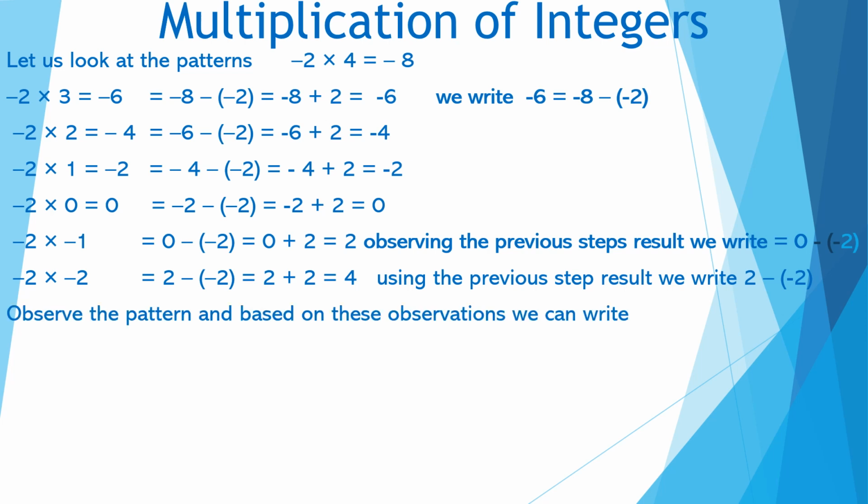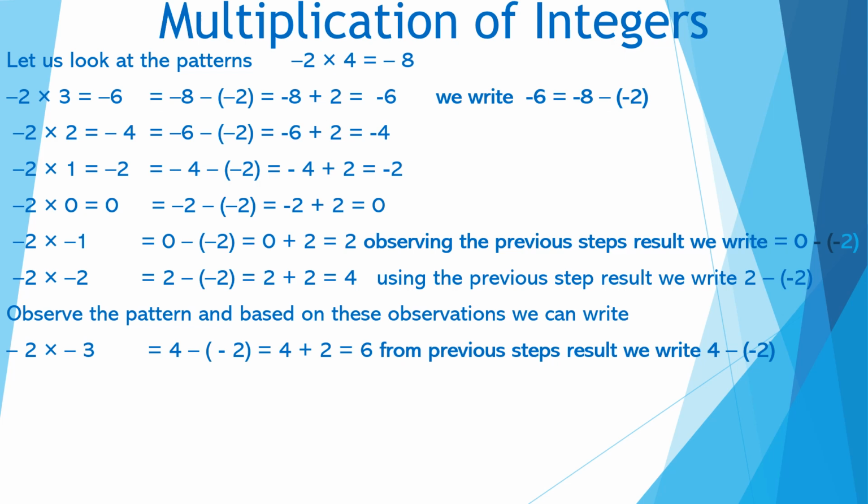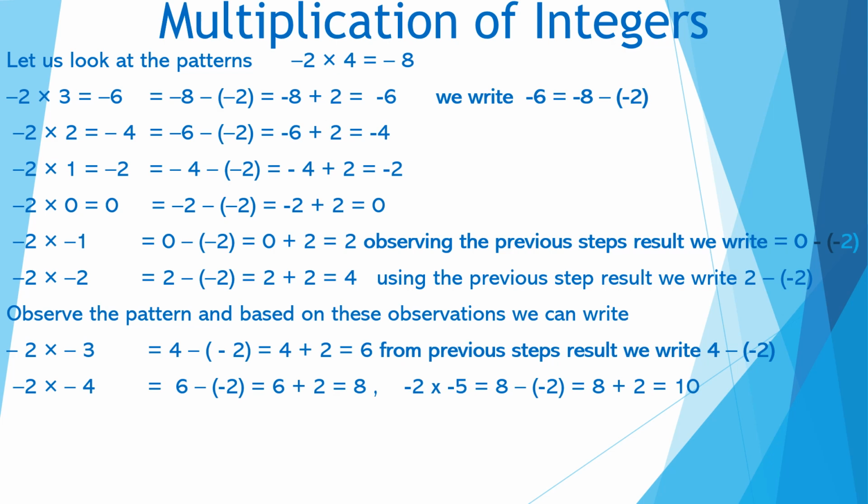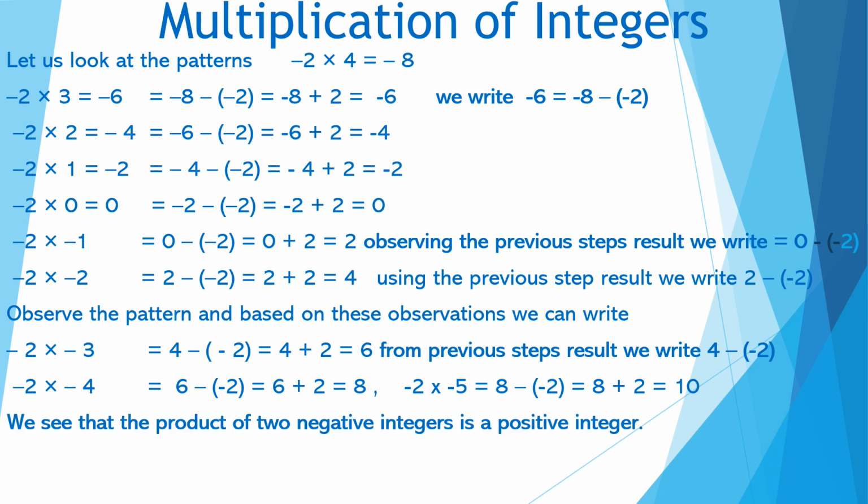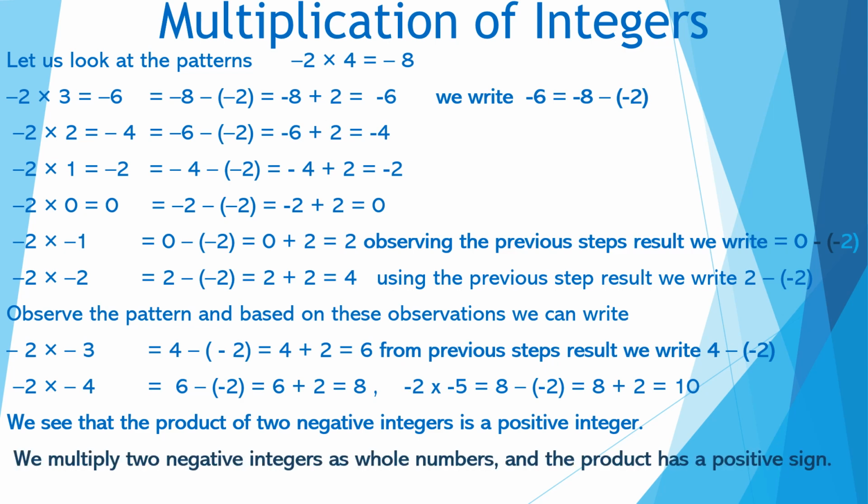In the same way, we have to observe the pattern and find out other products. Minus 2 into minus 3 comes out to be 6, from previous steps, because we have written 4 minus minus 2 following the pattern. Minus 2 into minus 4 comes out to be 8 and minus 2 into minus 5 is 10. Similarly, by the pattern, we see that the product of two negative integers here is a positive integer. We multiply two negative integers as whole numbers and the product has a positive sign.